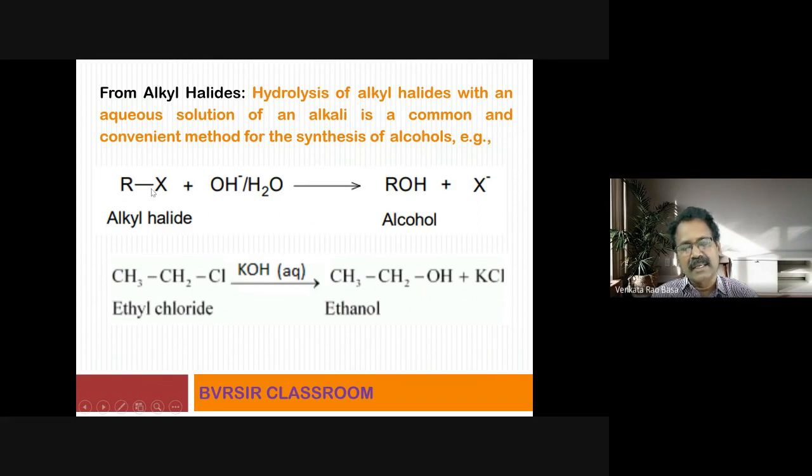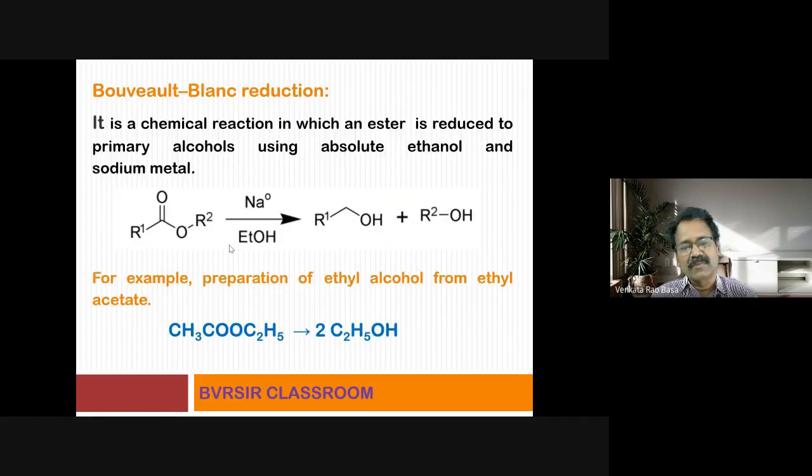RX, an alkyl halide, reacted with say NaOH or KOH in aqueous phase, results in the formation of alcohol ROH. For example, CH3CH2Cl, ethyl chloride, reacted with aqueous potassium hydroxide. The product obtained will be ethanol or ethyl alcohol, CH3CH2OH. So this is another very convenient method which you are very much familiar with. This reaction can be very easily reproduced in the examination.